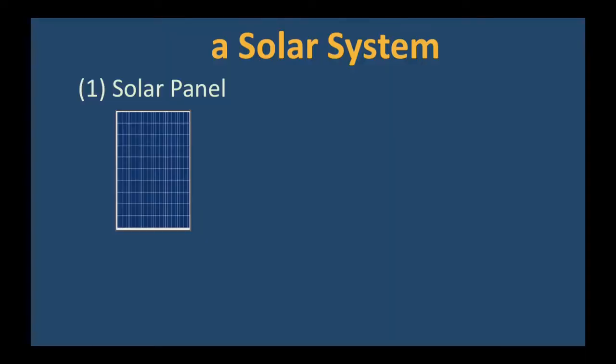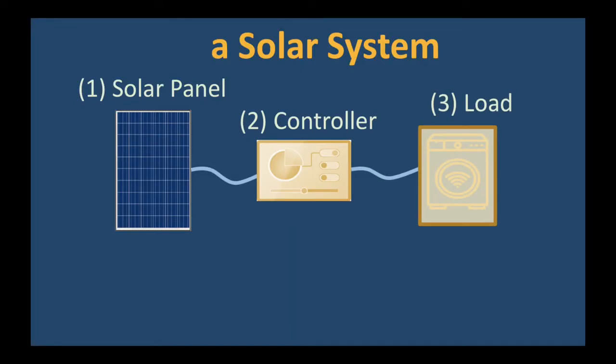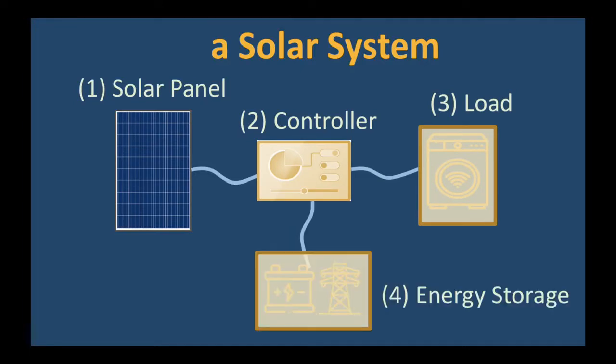So now there is a fourth component in your solar system: a solar panel, a controller, a load, and an energy storage medium, battery or grid. So with these four components, you can make any kind of solar system.